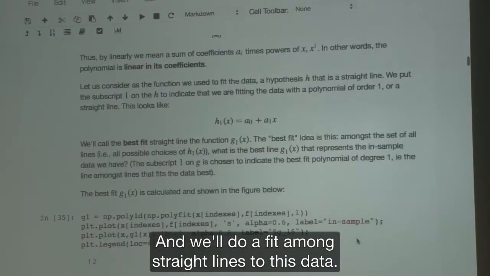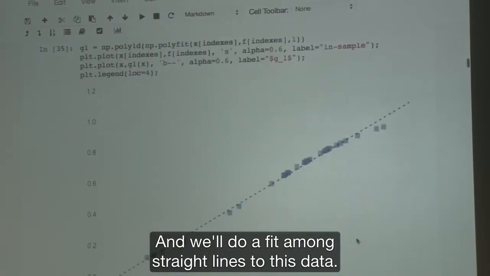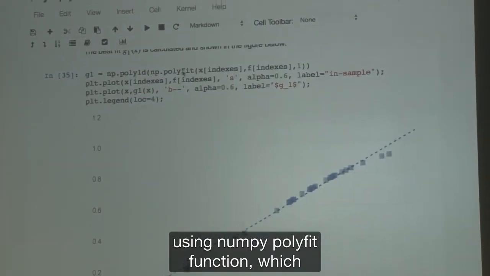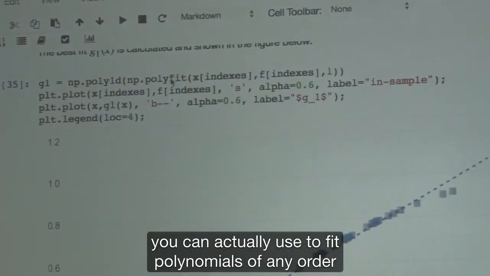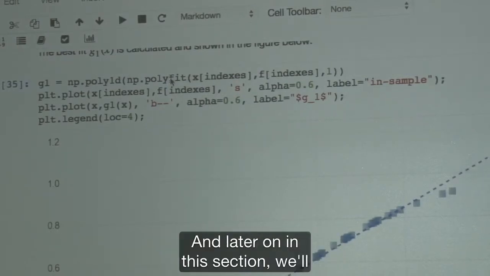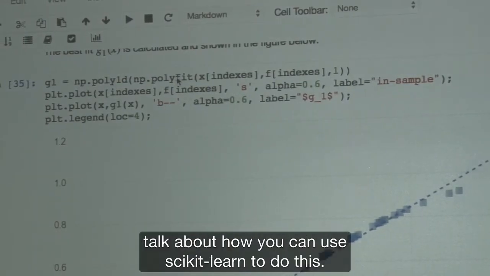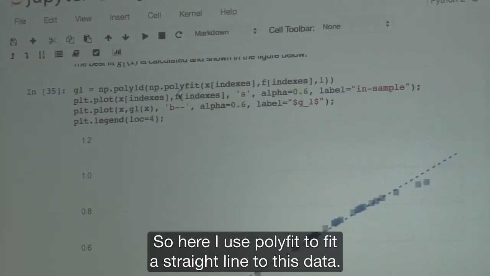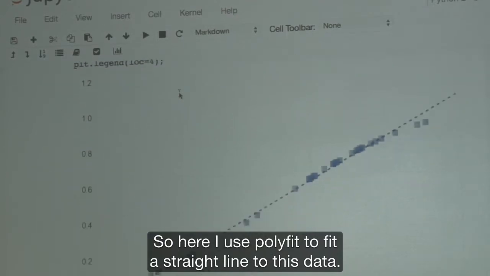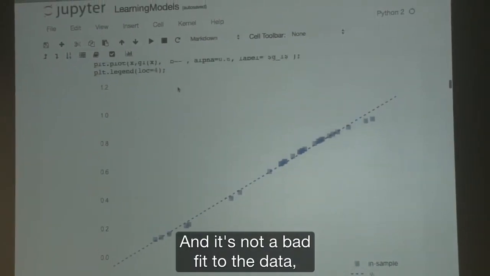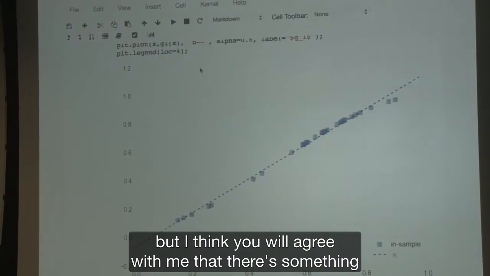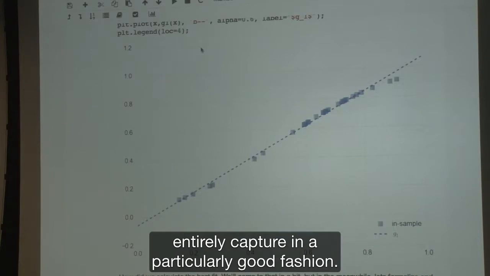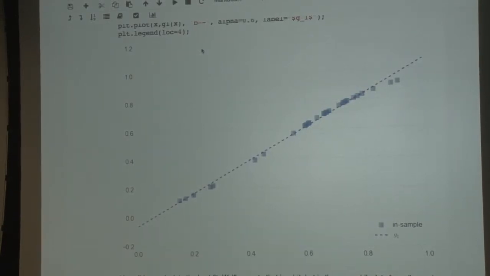And we'll do a fit among straight lines to this data. And to do this fit, we are actually using NumPy's polyfit function, which you can actually use to fit polynomials of any order to data. And later on in this section, we'll talk about how you can use scikit-learn to do this. So here I use polyfit to fit a straight line to this data. And it's not a bad fit to the data, but I think you will agree with me that there's something about the curviness of this data that the straight line doesn't entirely capture in a particularly good fashion.